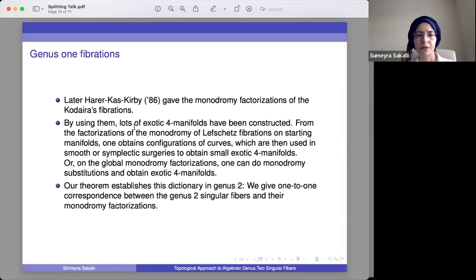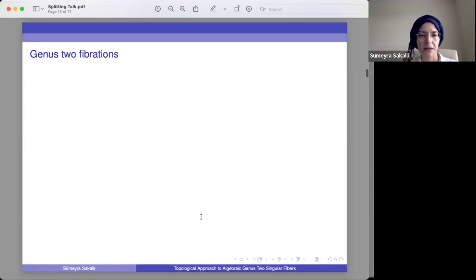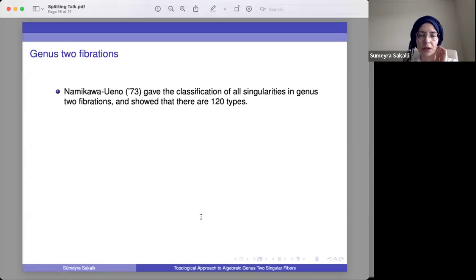And our theorem with Jeremy Van Horn-Morris establishes this dictionary in the genus 2 case. So, all these previous works were about genus 1 fibrations. Now we studied genus 2 fibrations, and we give a one-to-one correspondence between the genus 2 singular fibers and also their monodromy factorizations. And I will give details of this work. Let me start now with genus 2 fibrations. Namikawa and Ueno, after Kodaira, about 10 years later, gave the classification of all singularities in genus 2 fibrations, and they showed that there are in total 120 types.